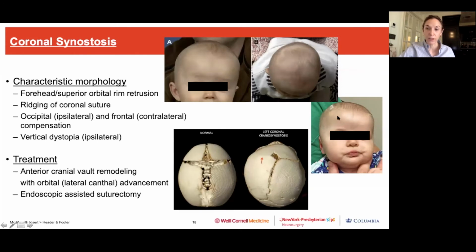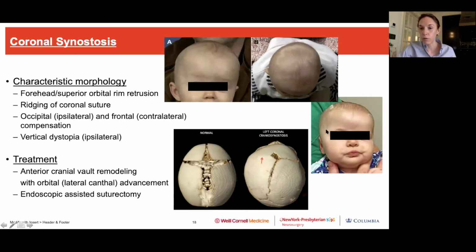Again, this is just the brain looking for space because it's compressed and restricted in growth here. So the brain is looking for space. So it's bossing the frontal bone on this side and pushing this orbital rim down. This child is actually post-op from her endoscopic sutrectomy. You can see her steri-strips here. And I'll show you what that surgery looks like.